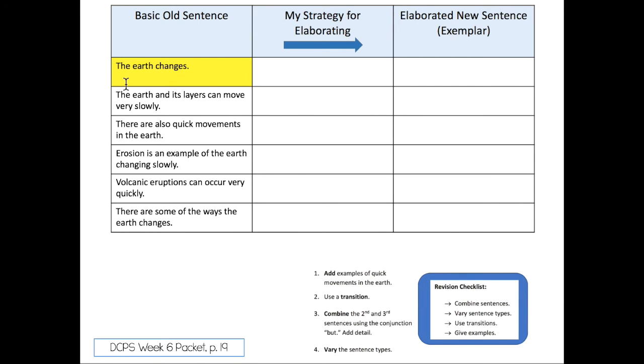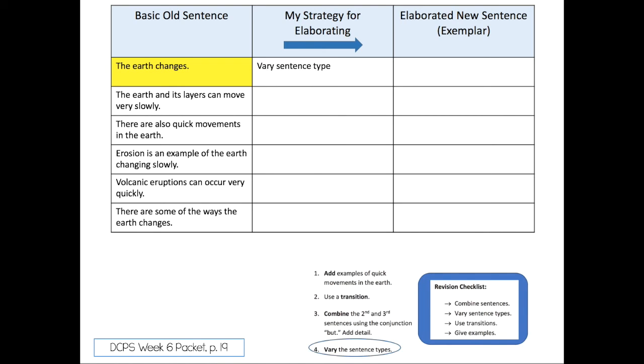So we're going to start with our basic old sentence, the Earth changes. Oh, yikes. We know that our TS is the most important sentence because it's the first thing, the first opportunity we have to get our writer excited about our work, to get our audience on the same page as us and make them excited to keep reading. And the Earth changes is just not going to cut it. So let's look down at our strategies for elaborating.